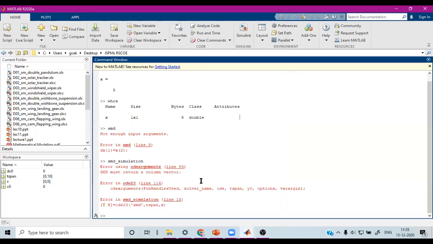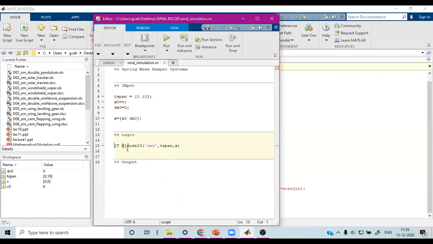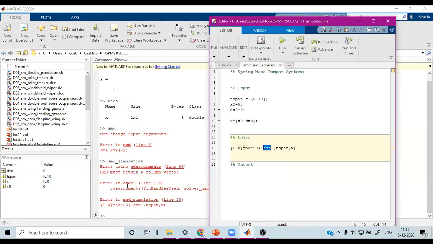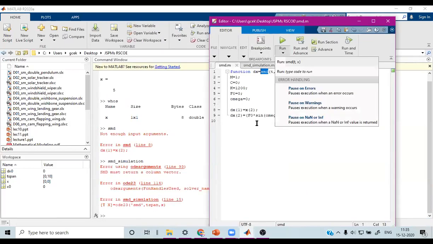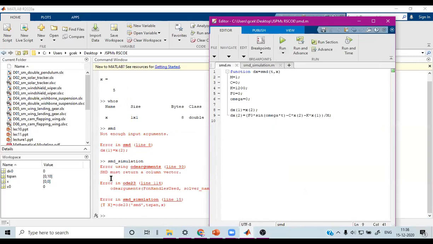So there is an error, and the error is nothing but part and parcel of your computer. Here you can find SMD must return a column vector. So obviously this is going to generate some output at this line, line number 15, meaning this SMD function is returning something different, which is not expected. That's why I'll go back to this. What is the error? Must return a column vector.